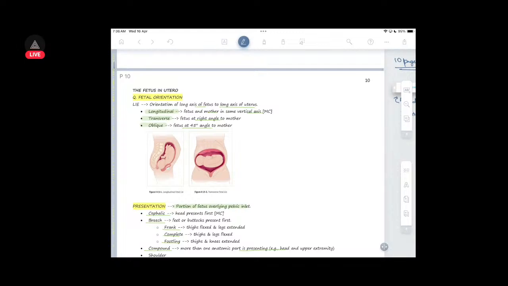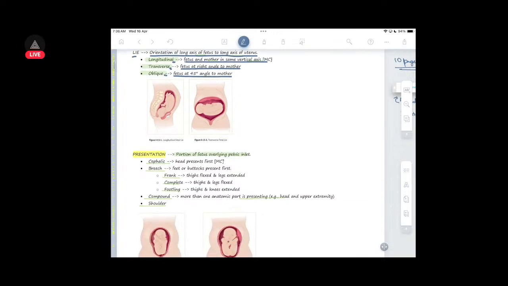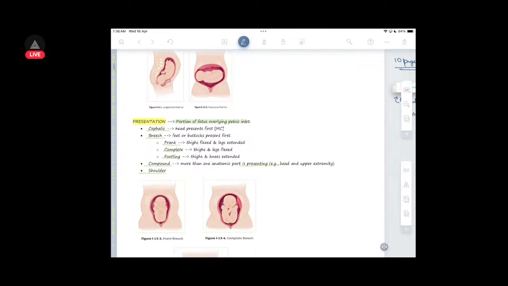Then we have fetus in utero, fetal orientation. So lie is orientation of long axis of fetus to long axis of uterus. Longitudinal is fetus and mother in the same vertical axis. Transverse, fetus at right angle to the mother. Oblique, fetus at 45 degree to the mother. Presentation, part overlying the pelvic inlet.